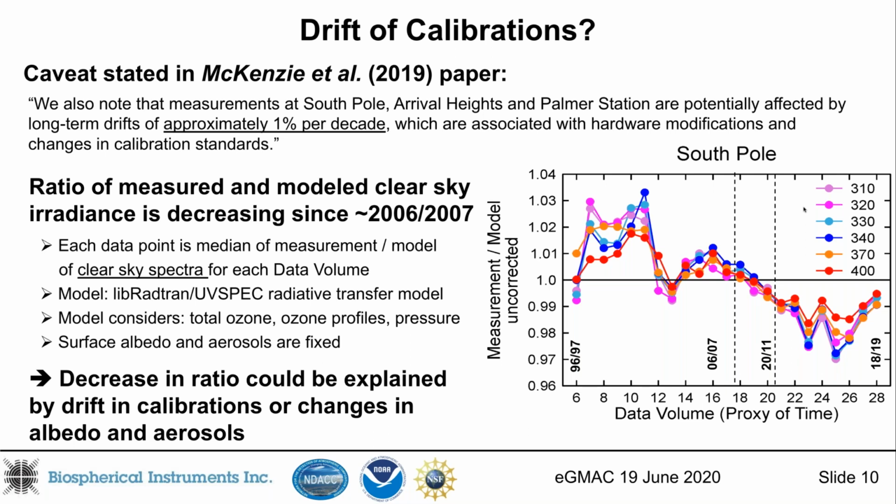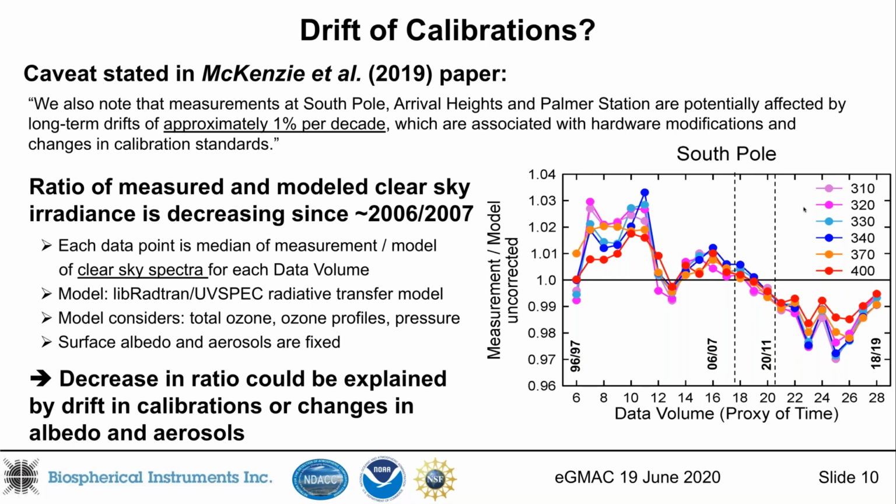It shows the ratio of measurement and radiative transfer calculations for clear skies. So these are models, not CCM models, but just radiative transfer models. And you see this decreasing trend from about 2006, 2007 to 18, 19. Every data point here is basically based on 1 year of data, and it's the median of the ratio of measurement and model for that year.